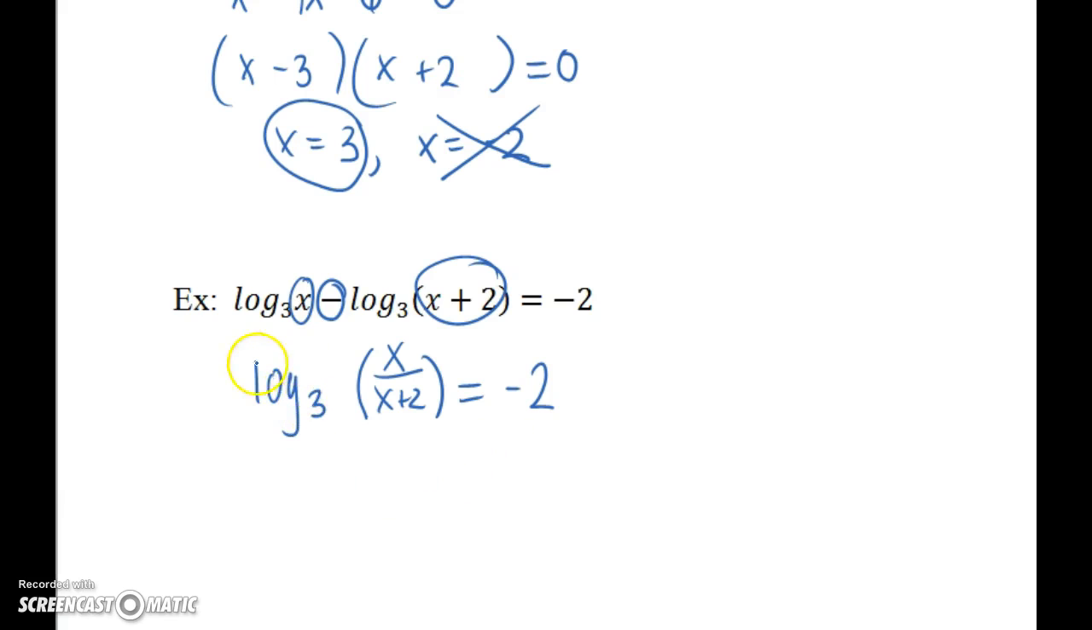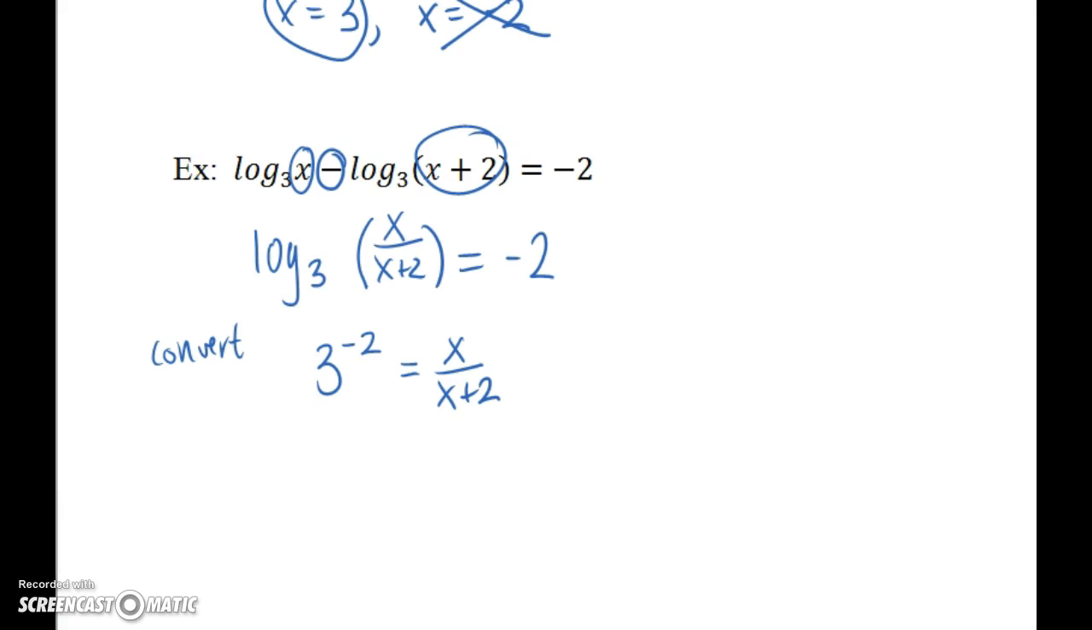Well, we have a problem here because we have a log on the left side, but we don't have a log on the right side. So we can't just drop the log. In this particular problem, the way that we're going to get rid of the log is to convert to an exponential equation. So our base here is 3, and our power here is negative 2. We're going to make this 3 to the negative 2 power equals x over x plus 2. So again, you want to convert when you can't drop your logs.